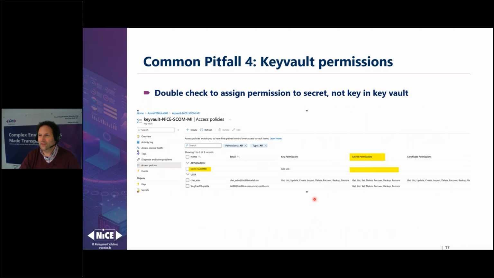Next, key vault permissions. Really make sure you give the secret permission and not the key permissions. That's also easily overlooked because they're right next to each other. So just make sure you give the secret permission and not key permission. Again, follow very precisely the different steps that are outlined.